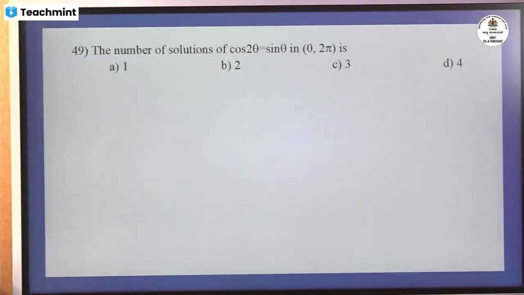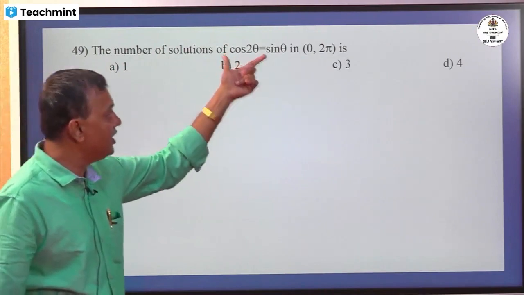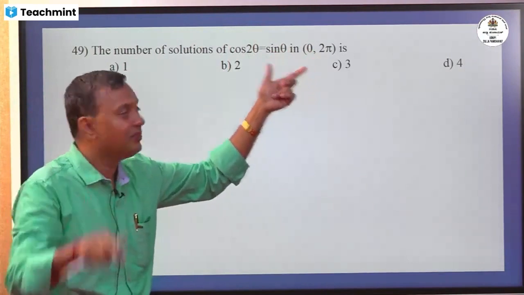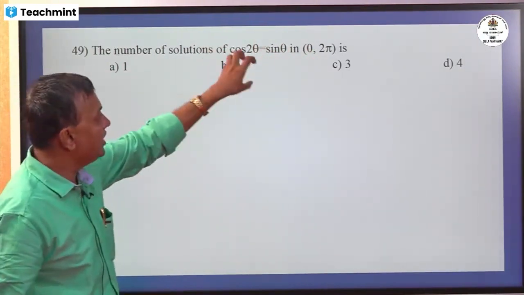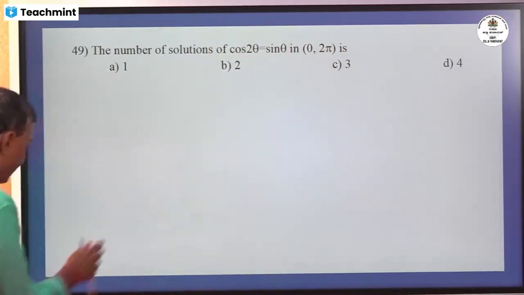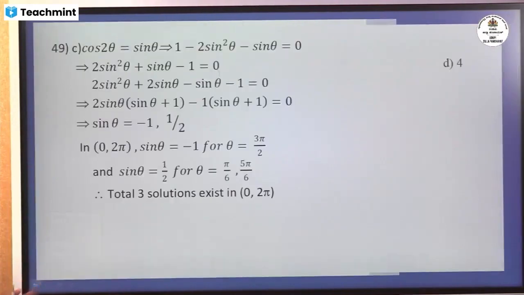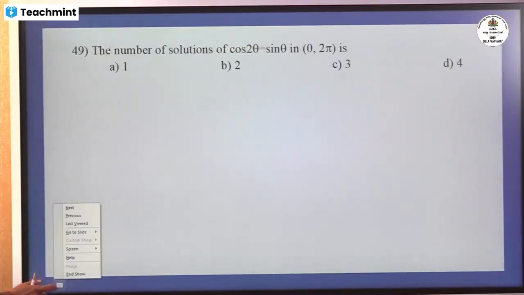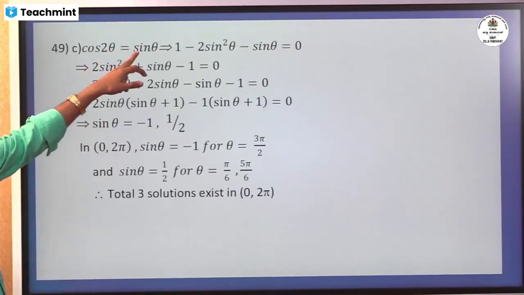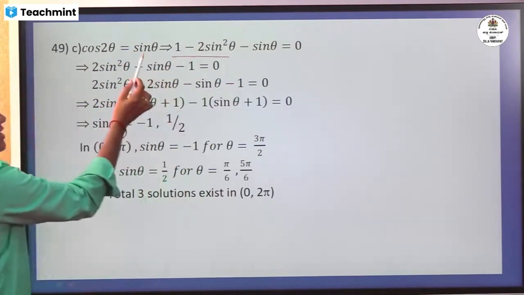Next question, the number of solutions. So for this equation in 0 to 2 pi, 0 to 2 pi means one rotation, how many solutions does this equation have, solution meaning how many theta values come. So solve this, use the trigonometric formula. What is cos 2 theta? Cos 2 theta is equal to sin theta. So what is the cos 2 theta formula? On the right hand side there is a sin function, right?